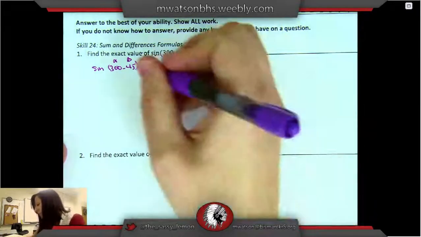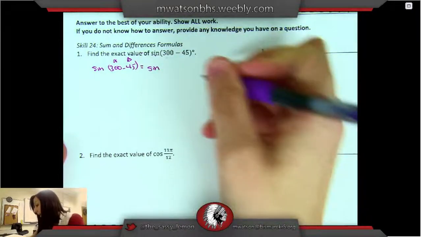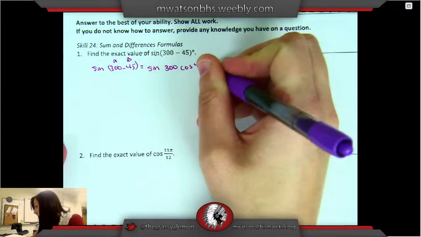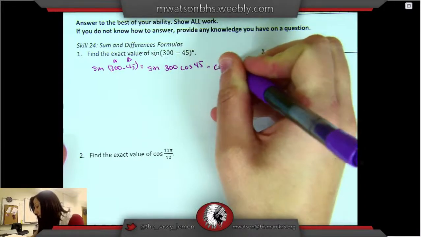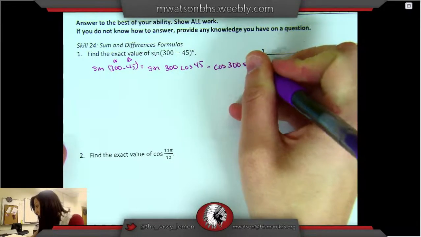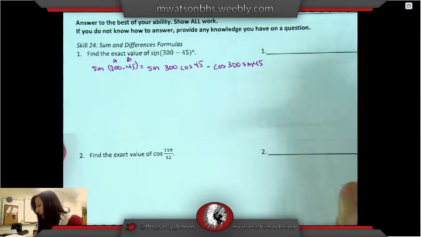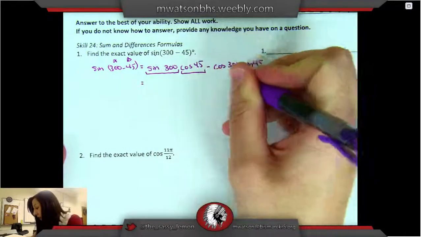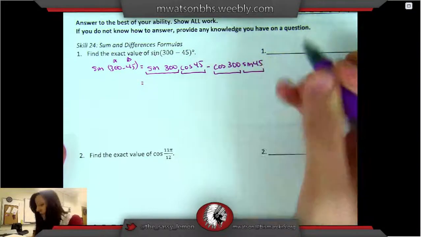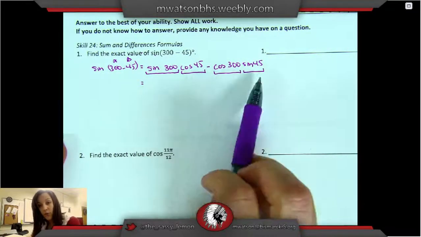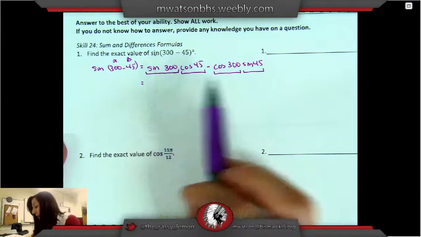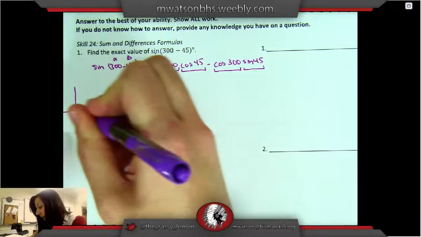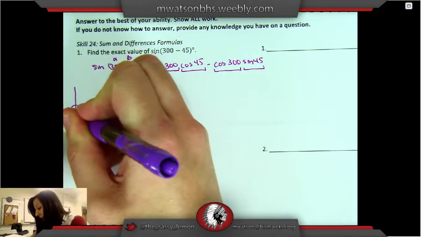So using that formula, I'm going to have sine of 300 times cosine of 45 minus cosine of 300 times sine of 45. And at this point, we've got all these trig functions that we need to evaluate. Now, two of them should look very familiar, cosine of 45, sine of 45. But sine of 300, that's not in the first quadrant, so we actually have to draw a reference angle to be able to evaluate that.